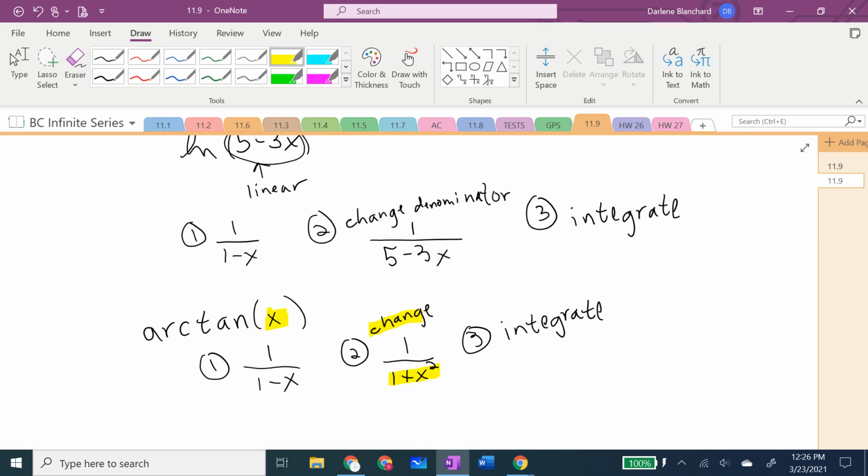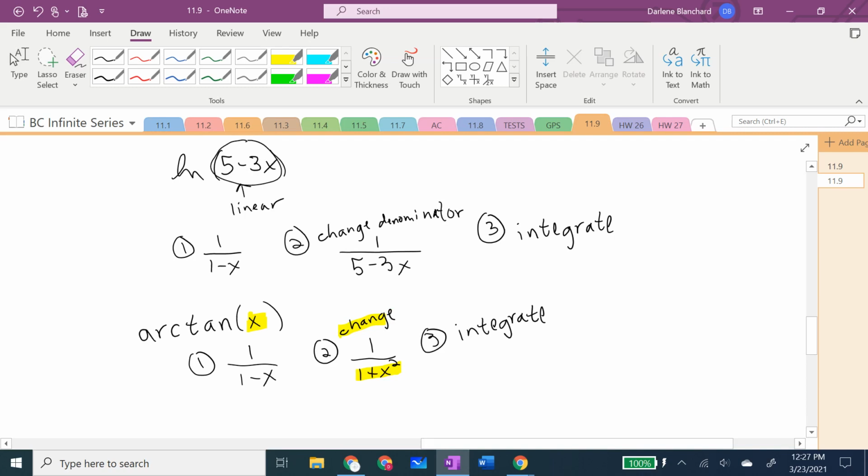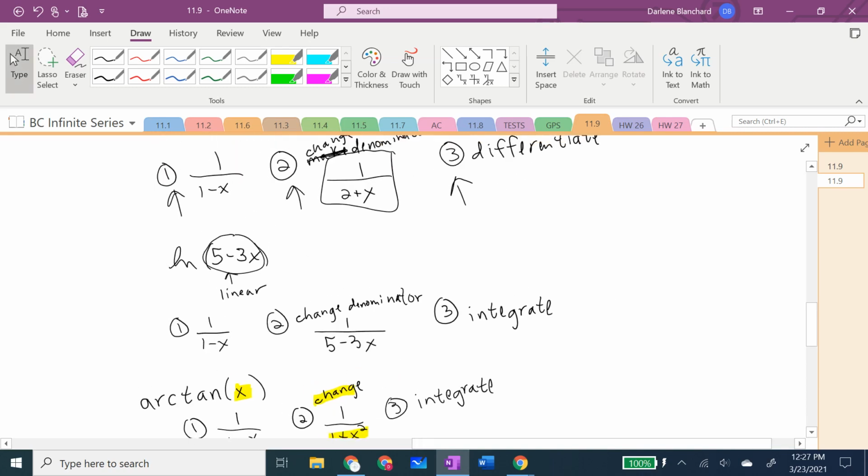But just be aware of that trio of functions, and I've seen it show up on the AP test, so it is important.